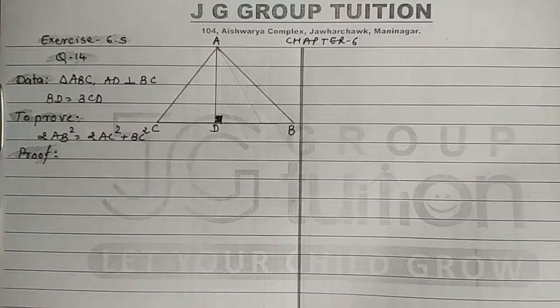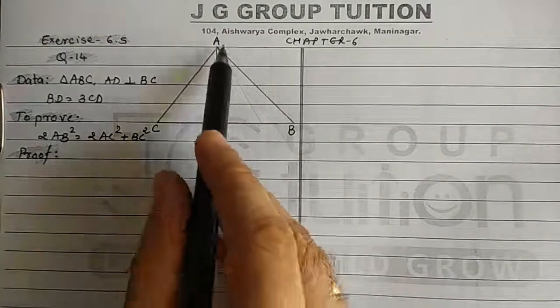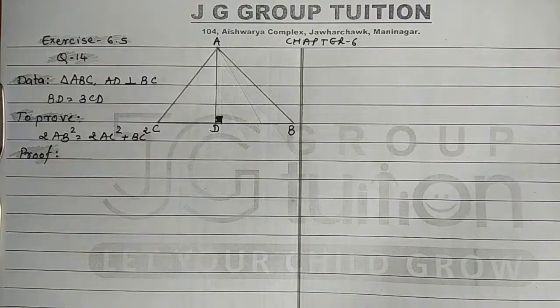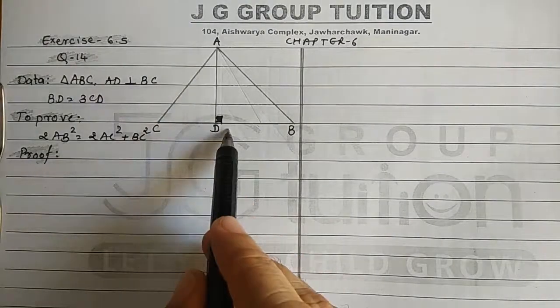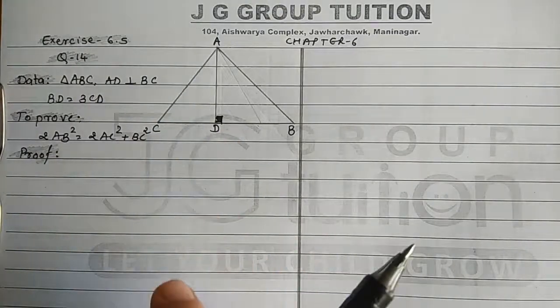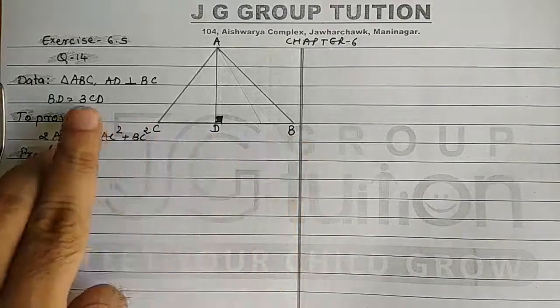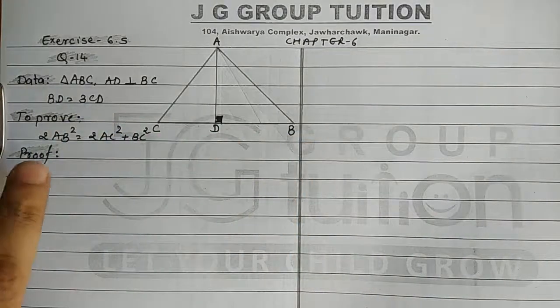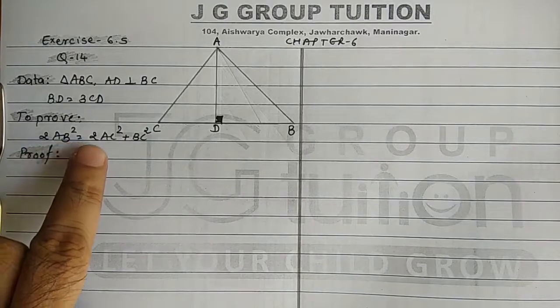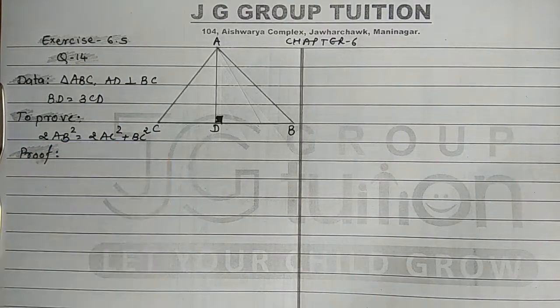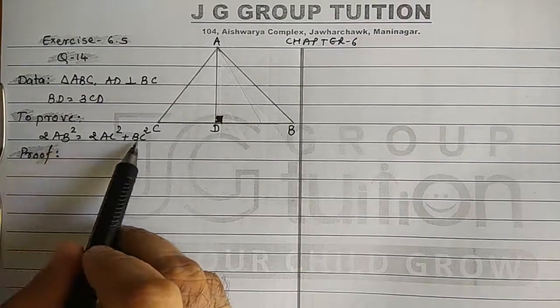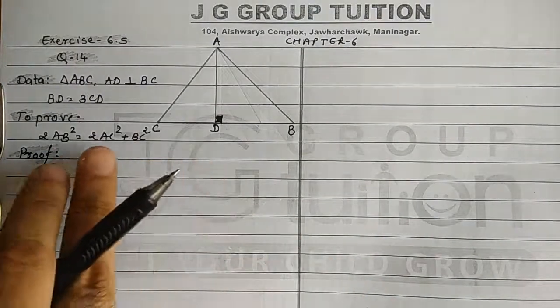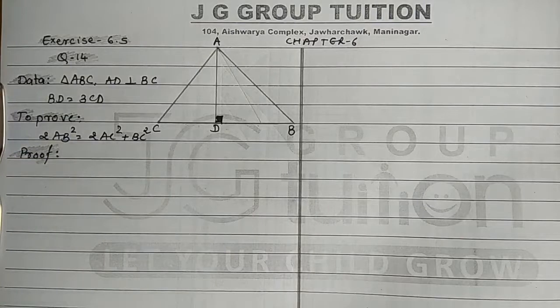Let's continue with question number 14. It is said that the perpendicular from A on side BC is intersecting BC at point D. So it is given AD is perpendicular to BC such that the length of BD is thrice, 3 times, CD. So we have to prove that 2AB square is equal to 2AC square plus BC square. So students, it looks quite difficult, but remember, you have to just find out AB square, AC square, BC square. Then you have to merge them. So you'll automatically obtain the answer.